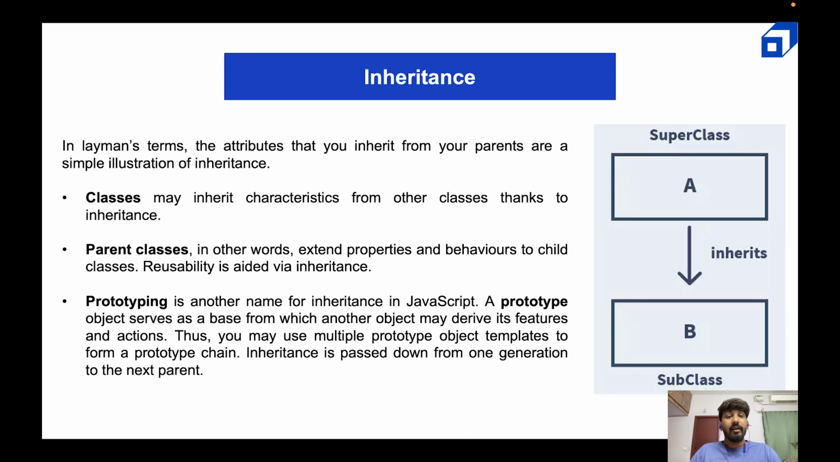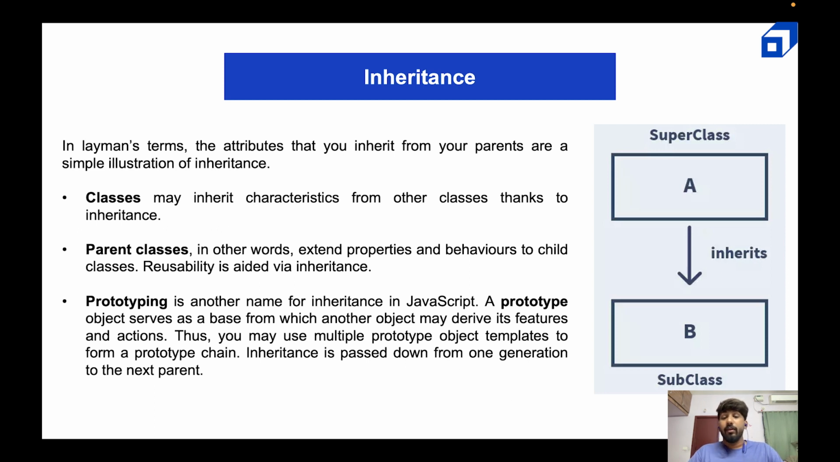For example, classes may inherit characteristics from other classes thanks to inheritance. So using inheritance, classes could inherit attributes from other classes instead of typing every single attribute they require. Parent classes, in other words, extend properties and behaviors to child classes. Reusability is aided via inheritance. For example, let's say you're creating a class. That class could be used to provide attributes to 10 different classes, right? It doesn't have to be that one superclass can have only one subclass. There could be 10 different subclasses getting attributes from the same superclass. By doing this, you are reusing code, and by reusing code, you are making your code even more efficient. That's exactly what inheritance gives to you.